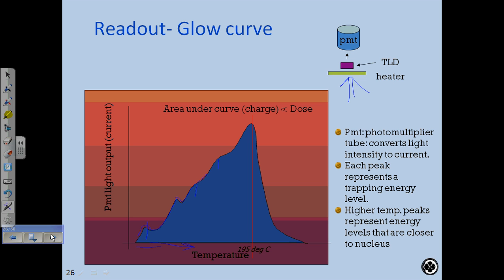Okay, so anyway, the heater heats the TLDs, and then there's a device called a photomultiplier tube, which converts light intensity into current. Okay? And each peak represents a trapping energy level. I just said that. Higher temperature peaks represent energy levels that are closer to the nucleus. Now, photomultiplier, we're going to talk about that.